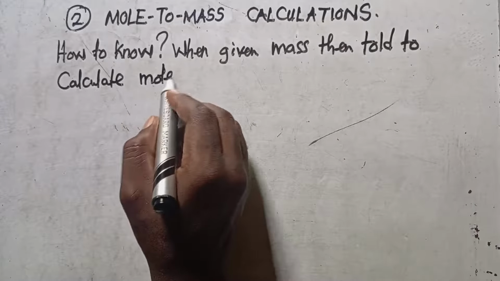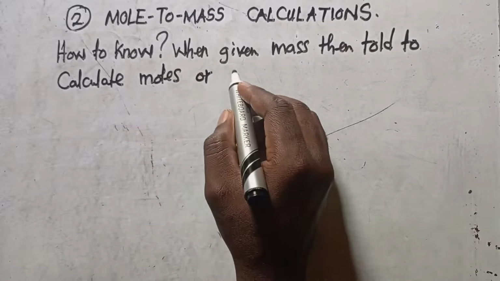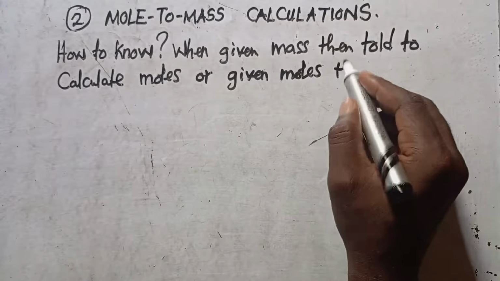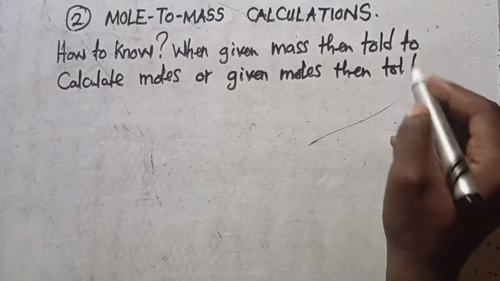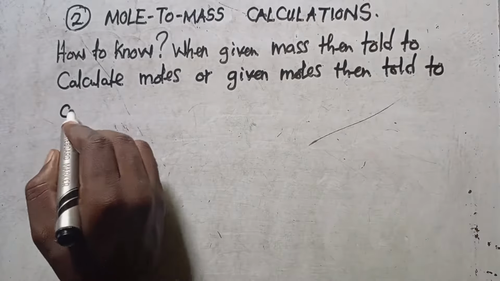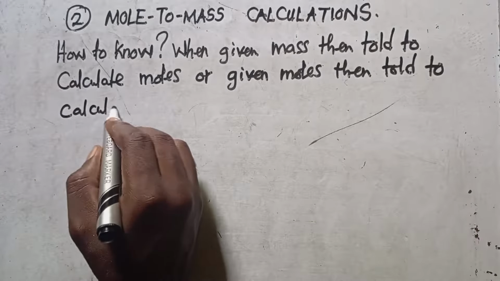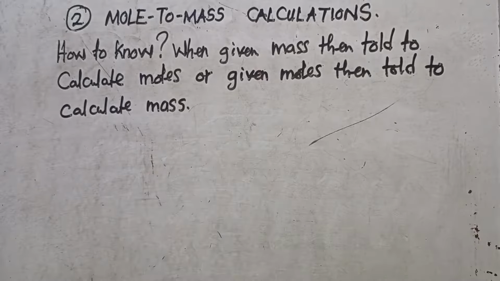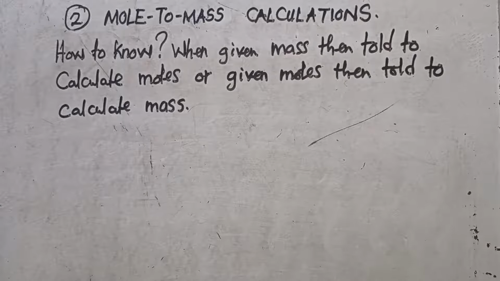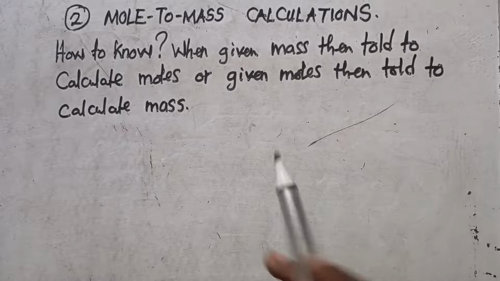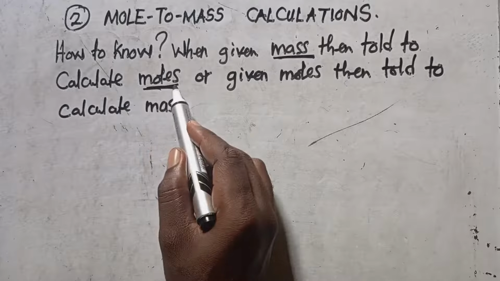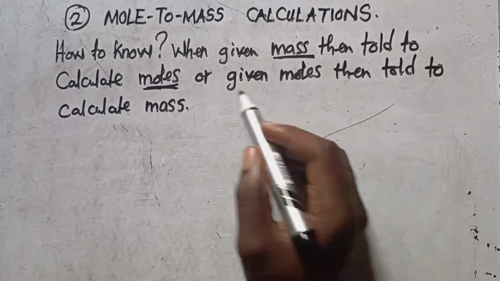or given moles, then told to calculate mass. Then you are told to calculate what? You are told to calculate mass. This is a nice question. Mole-to-mass calculation is very good because here you are given the mass, then you are told to calculate the moles. Or you can be given, this is another sentence.